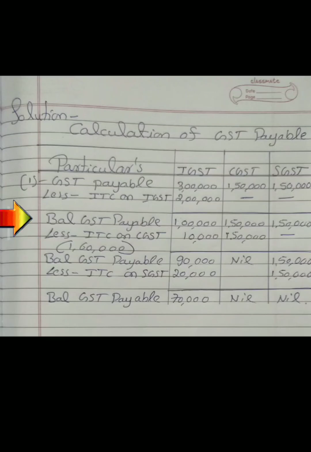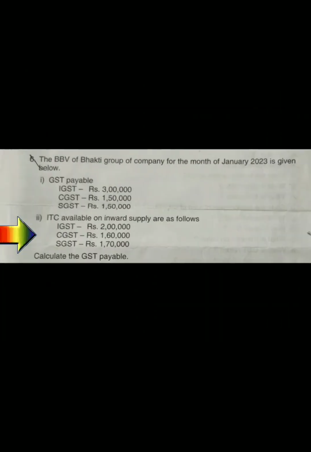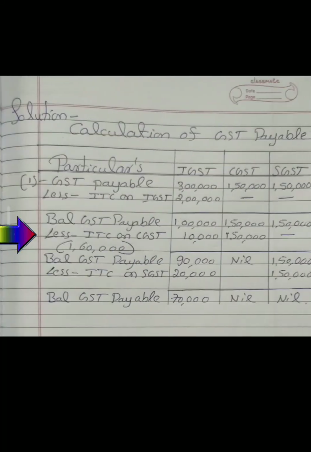After that we have to take ITC on CGST. So according to the given information, ITC on CGST is 1,60,000. First of all, we have to utilize against the payment of CGST itself. Of 1,60,000, 1,50,000 we can fully utilize. 10,000 balance remains. That 10,000 can be utilized against the balance GST payable of IGST.